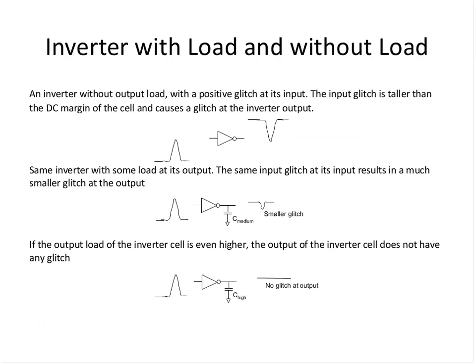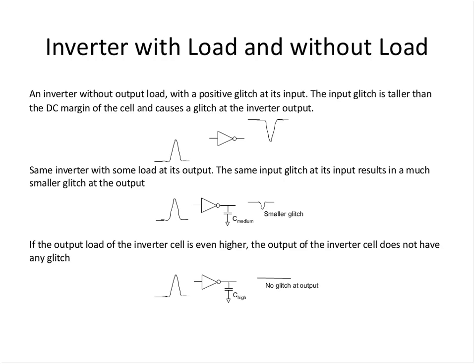Now, let's see the case where the output load is lower or higher. Let's say there's an inverter with an output node, and a positive glitch at its input. This glitch is being caused by some other aggressor, right? And if there's no load at the output, that means the capacitance to ground is almost non-existent, so it will have the maximum effect of the glitch, right? Assume in all three cases that the glitch at the input is greater than the DC noise margin, and it will cause a glitch at the inverter output.